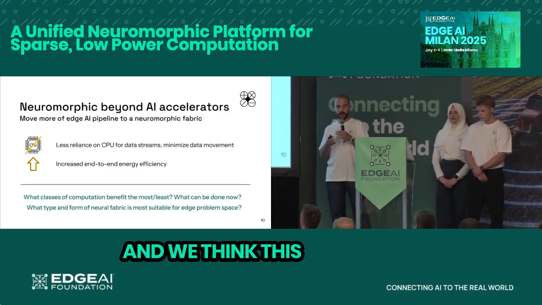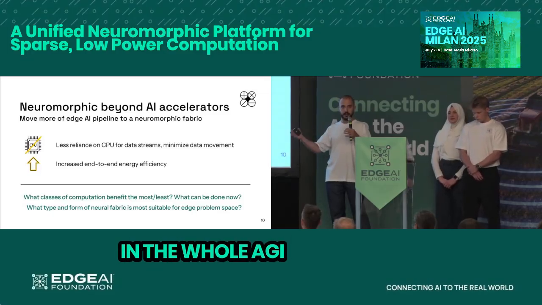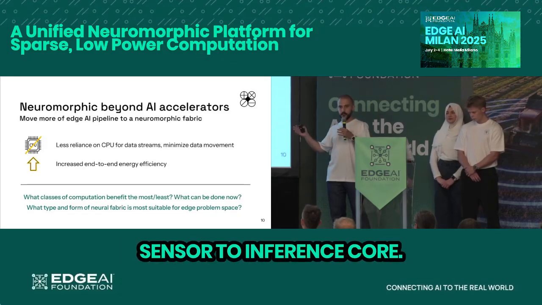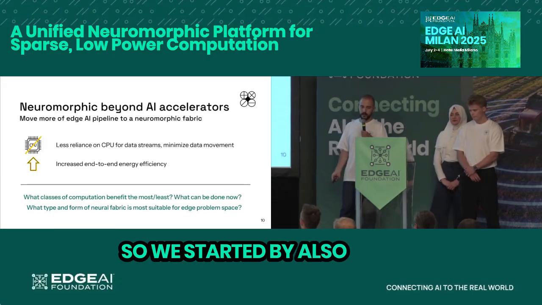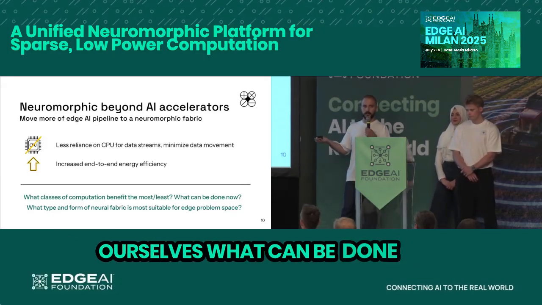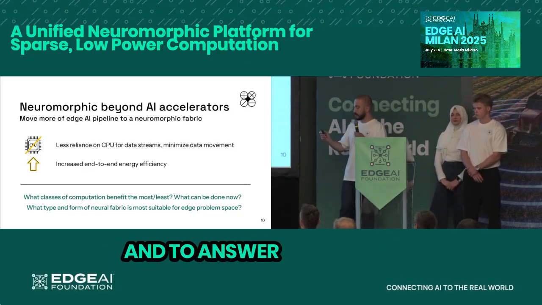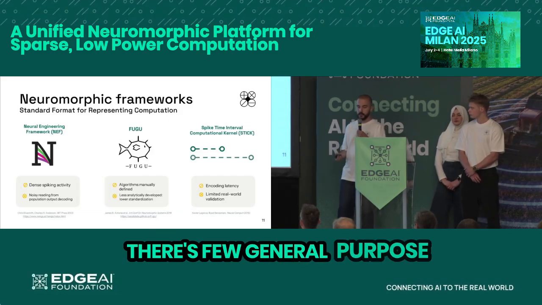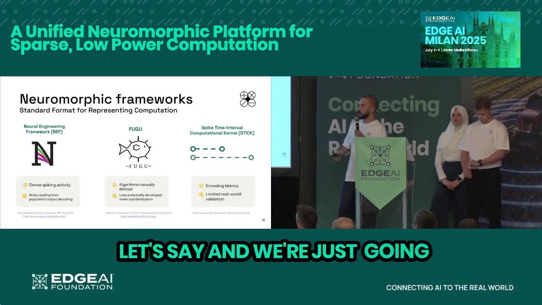And we think this could also lead to increased end-to-end efficiency, meaning in the whole edge AI pipeline from sensor to inference core, this could allow more savings throughout the way. So we started by asking ourselves: what can be done now, and what are the computations that could benefit most from these substrates? To answer the question, there are a few general purpose frameworks out there, and we're just going to present a few of these.